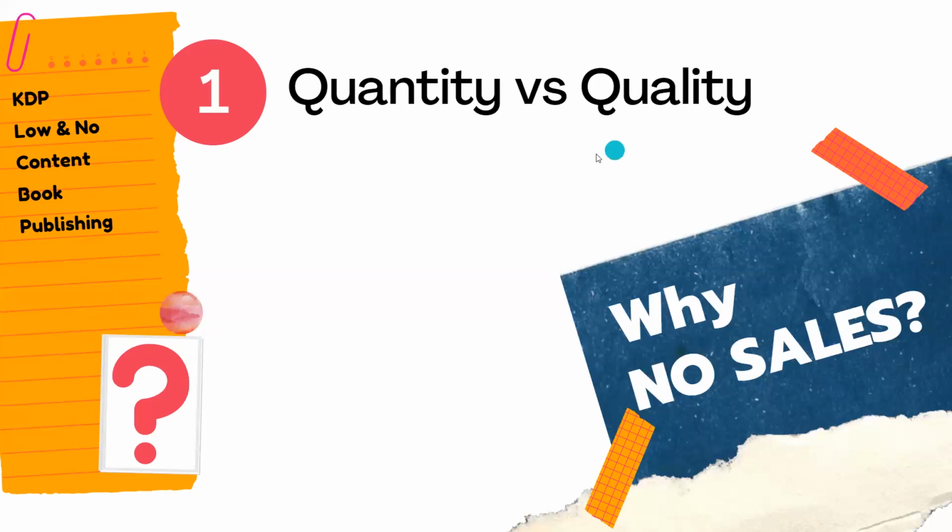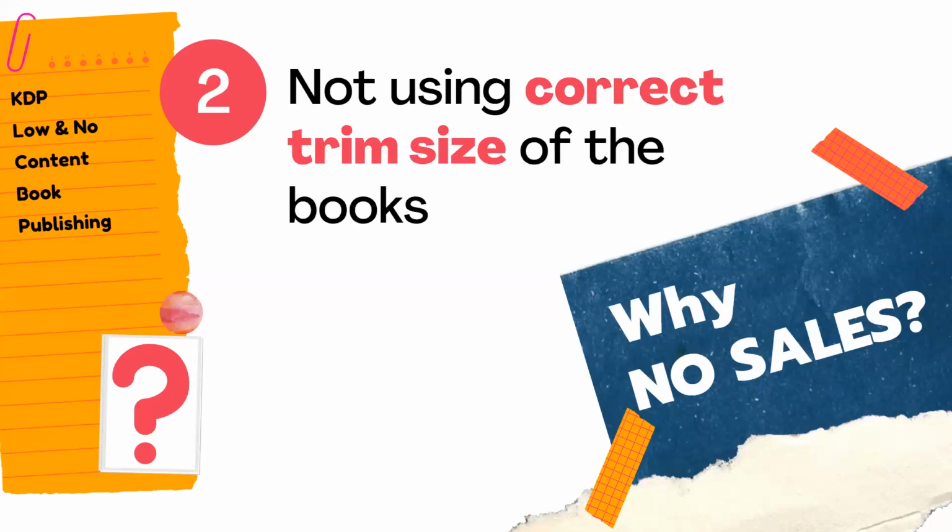Okay, so having seen the number one point, let's take a look at the number 2 point. What would be the number 2 reason that we are not getting sales? Another important thing is that we are not using the correct trim size of the books. This is a very important aspect of any book. Let's say, for example, we are creating a children's book.